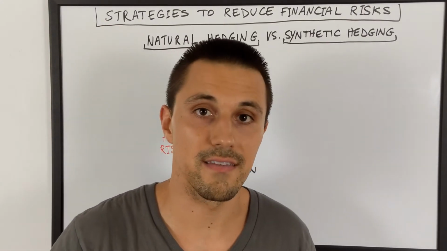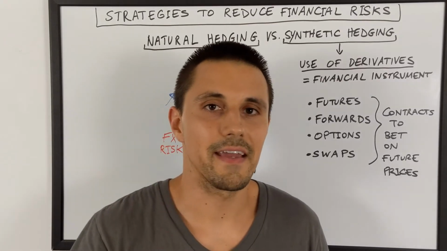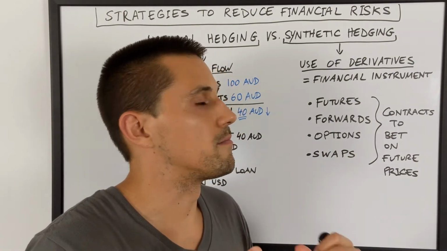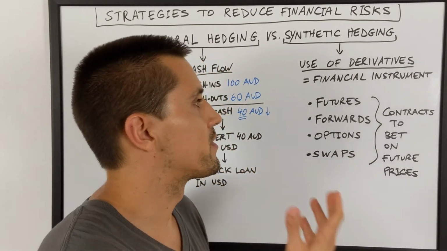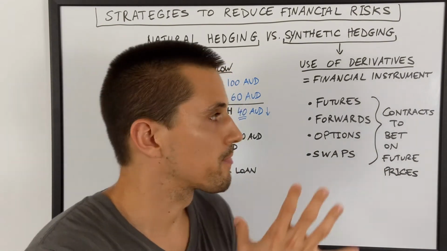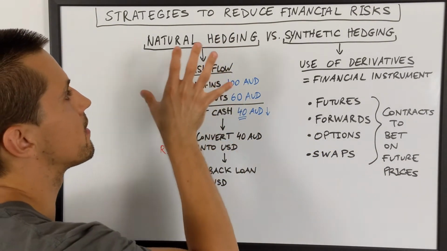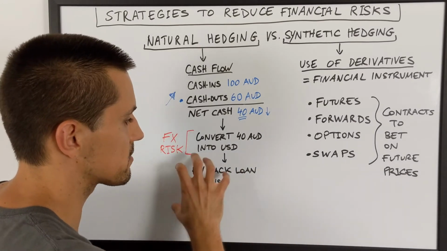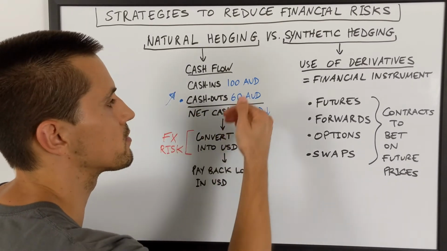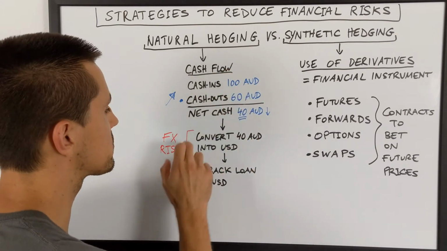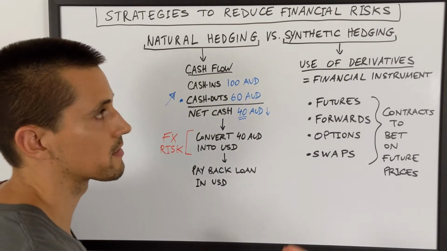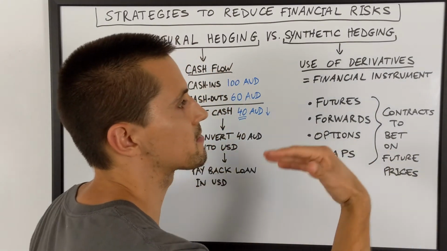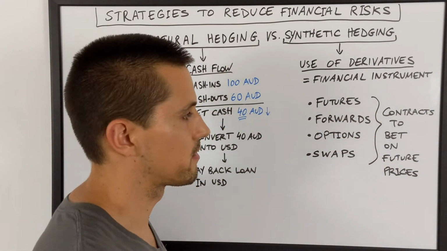Now let's move on to synthetic hedging. Synthetic hedging means that I'm gonna buy some derivatives, which are financial instruments. As you can see here on the left side, when we did the natural hedging, we did not buy any instrument. We just converted or split a loan into a local currency, which helped us to reduce our foreign exchange risk. Here in this case, synthetic hedging means we're buying some tool that's gonna help us reduce our risk.